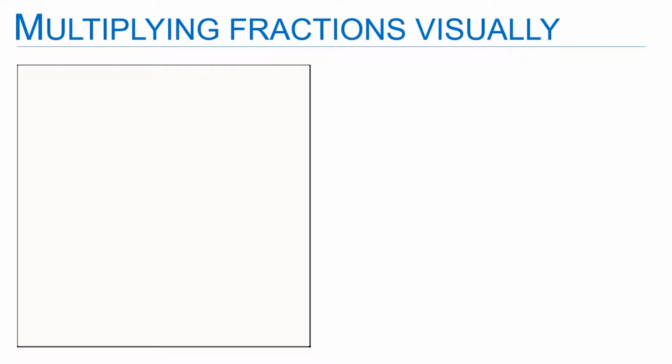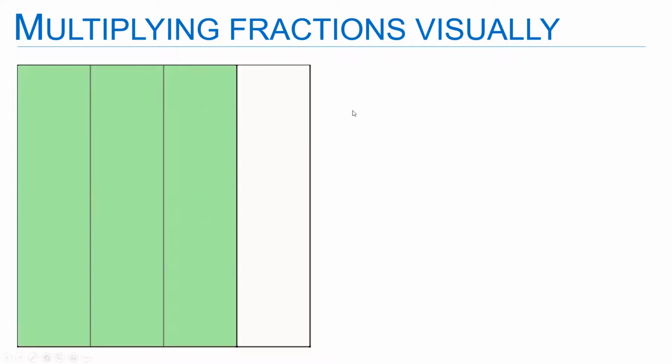So a fraction is a part of something. The fraction 3/4 means that I have 3/4 of something. For example, this square. So 3/4 in this square could look something like this. Divide it into 4 quarters and then take 3 of those quarters.